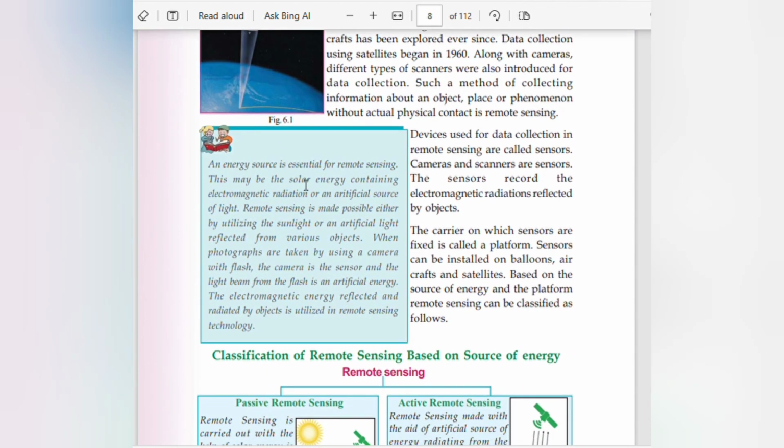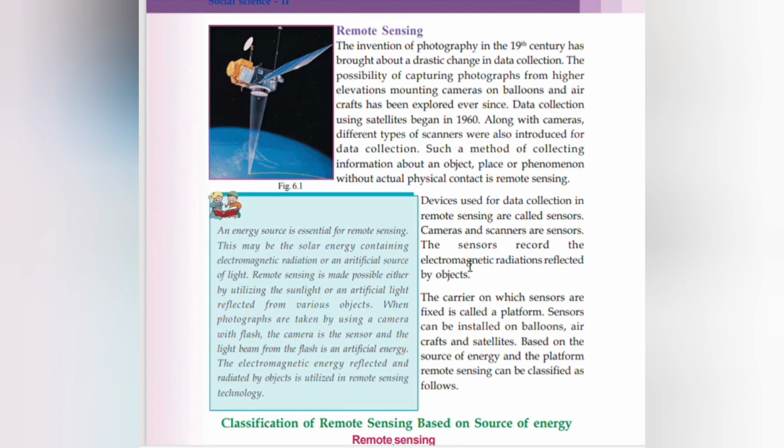An energy source is essential for remote sensing. This may be solar energy containing electromagnetic radiation or an artificial source of light. Remote sensing is made possible either by utilizing sunlight or an artificial light reflected from various objects. When photographs are taken using a camera with flash, the camera is the sensor and the light beam from the flash is an artificial energy.